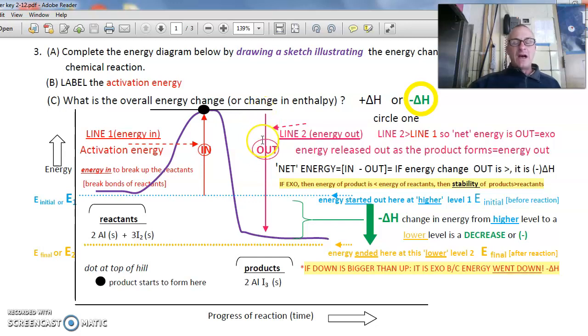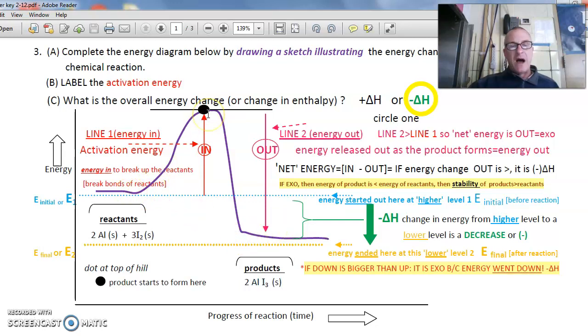Why is energy coming out of the reaction? Because we're forming new bonds. The iodines are now joining up with the aluminums. We're forming product. So right down here where the graph levels off, we now have formed the product. The product is all formed. The aluminum iodide is formed. And the process of forming it involved the new bonds forming, which released energy.